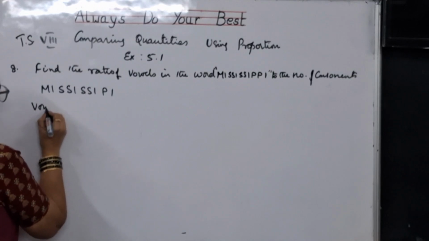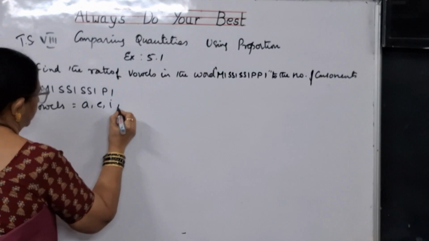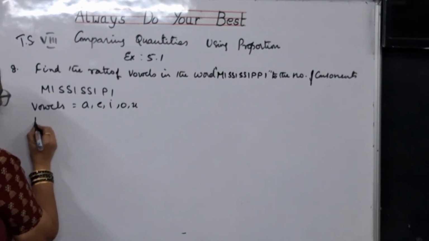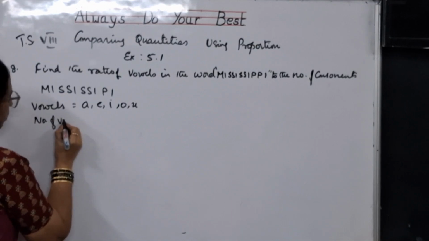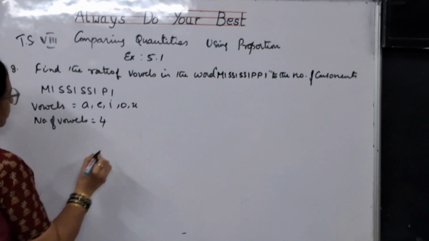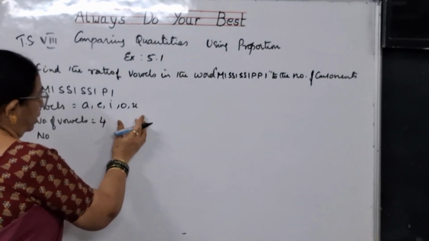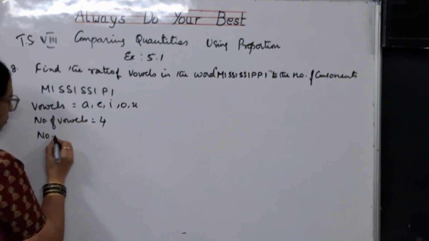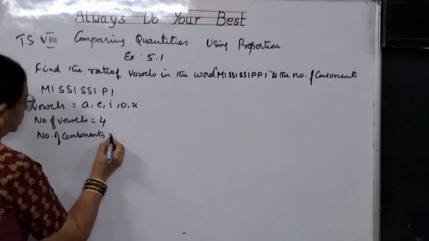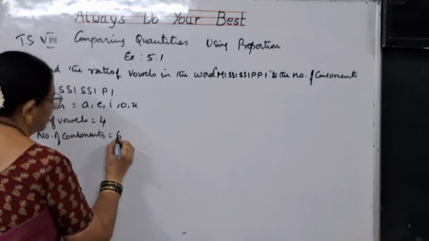Now what are vowels, children? Vowels are A, E, I, O, U. But here you have got I only. But how many in number? Number of vowels in this word? 1, 2, 3, 4 vowels are there. And in the English alphabet, if they are not vowels, the remaining are consonants. So number of consonants: all the other letters, 1, 2, 3, 4, 5, 6 are there.